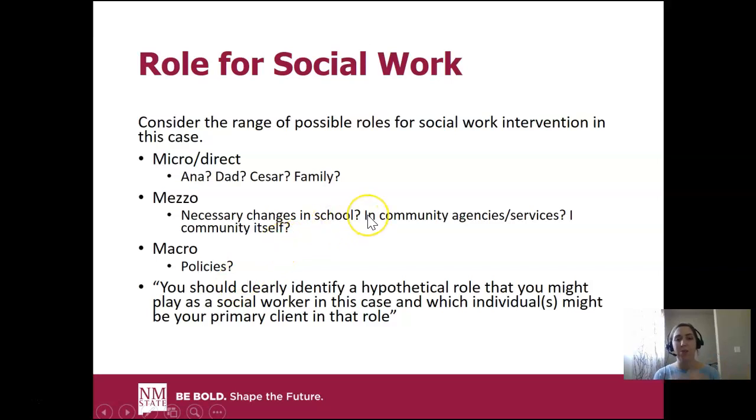I might work in a meso capacity. I might be in a community agency that provides general services to the Latino community there. I might be working on immigration policy broadly and become aware of this case. And so this case has relevance to my macro level work, but we're going to pick one.